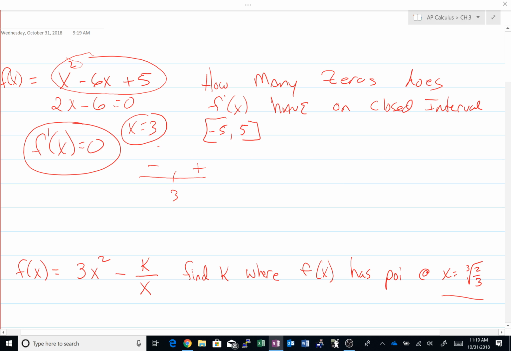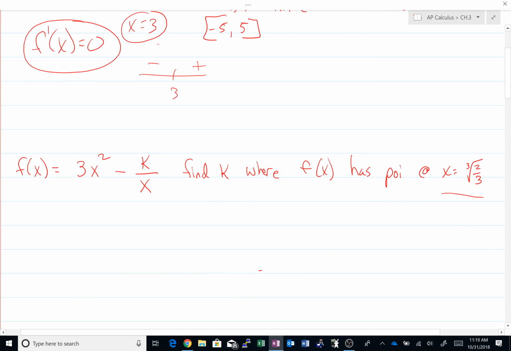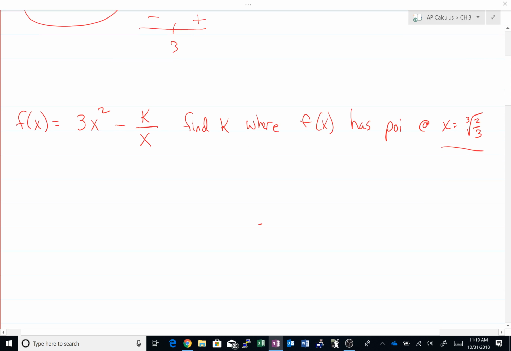We're just understanding that where f prime is equal to 0, that's our possible extrema. All right, number 2, here's a good one. It's not hard, but you're going to have to think it through a little bit. f of x is this guy, but I've got a k, an unknown constant here. I want you to find k such that f has a point of inflection at that x value.